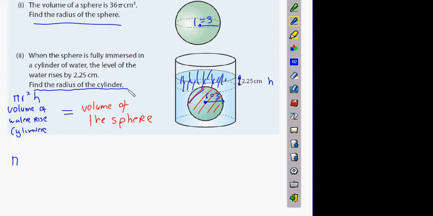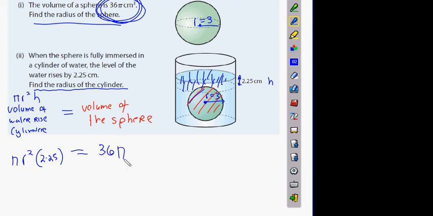So if you put down 3 at the start, you're already answering your question. Why do anything else? Just put down 3 as the answer. So you don't know what the radius is. What's the height? Height of the cylinder of water when it rises up? 2.25. And then what's the volume of the sphere? 36 pi.